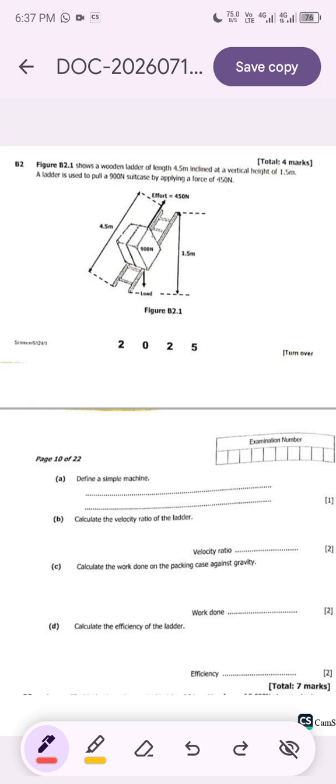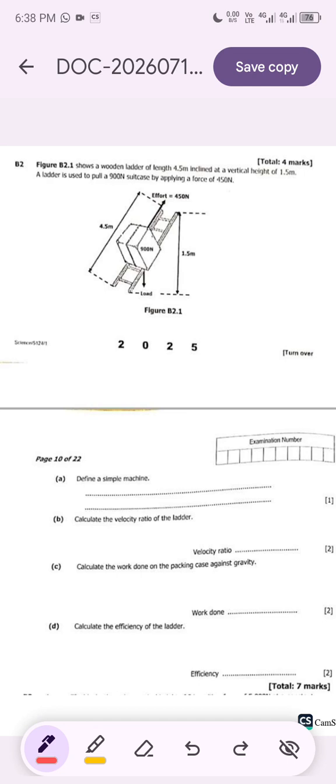B2 is reading figure B2.1, which shows a wooden ladder of length 4.5 meters inclined at a vertical height of 1.5 meters. A ladder is used to pull a 900 Newton suitcase by applying a force of 450 newtons, as displayed there. In physics, it's very important for you to understand the situation and analyze the scenario. You look at it and analyze it critically.